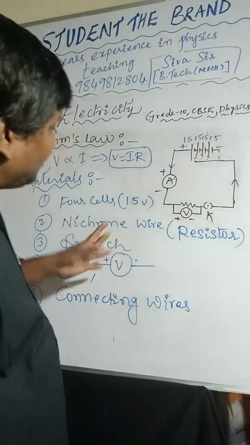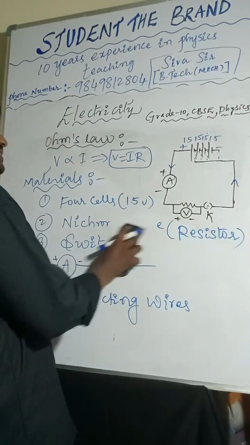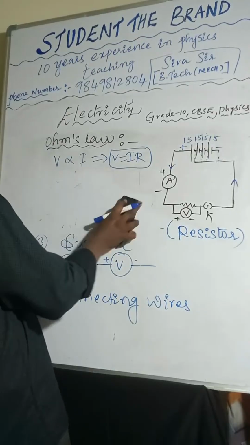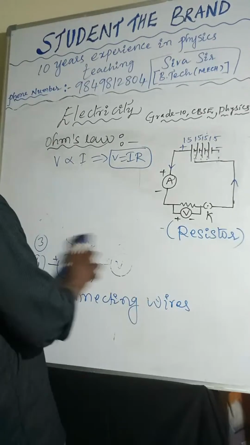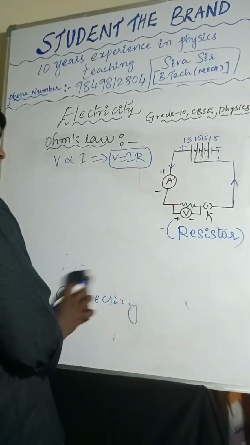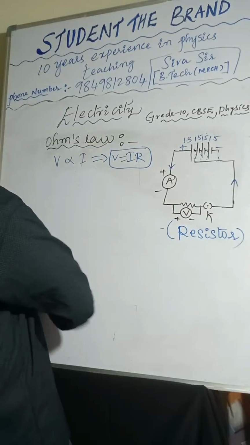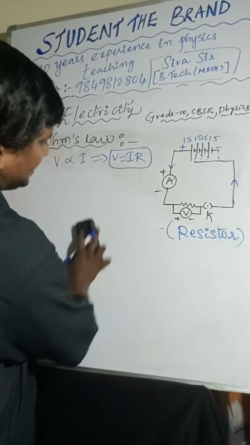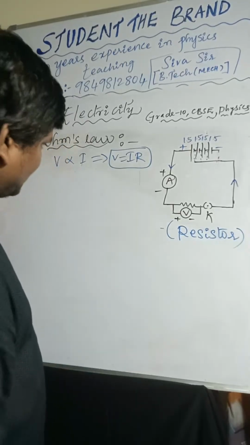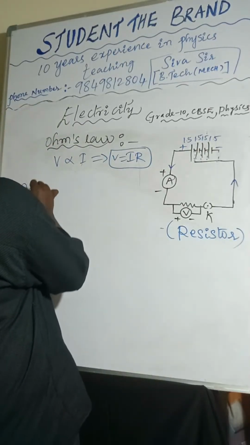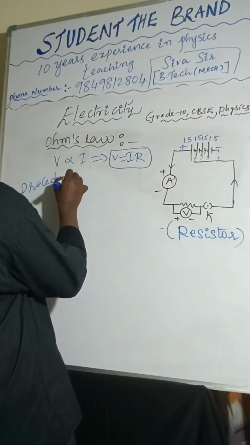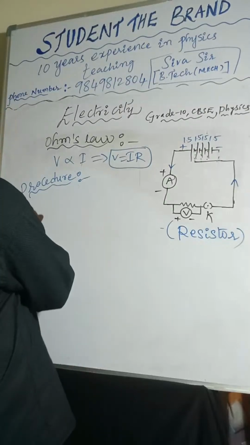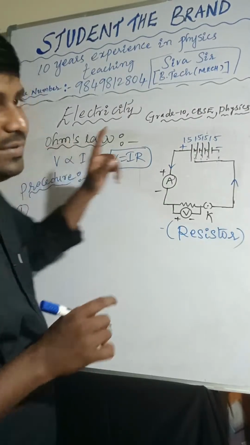So after understanding the materials required, we will go for the procedure. What is the procedure? What is the process? When you connect one cell, I am connecting one cell first. The first step, step one: you must connect one cell.